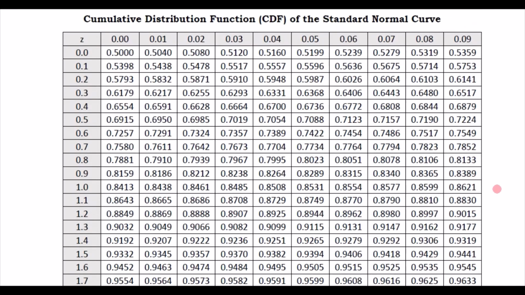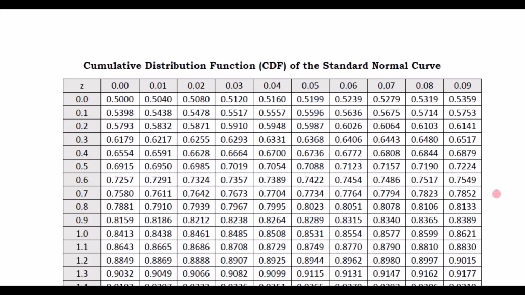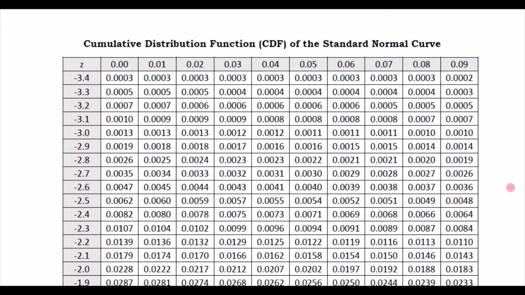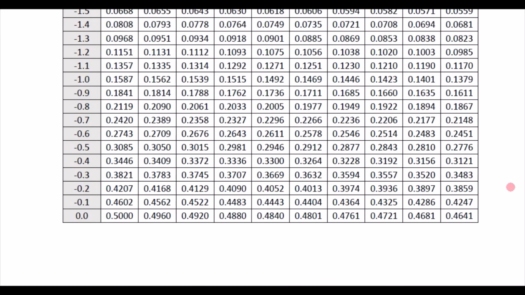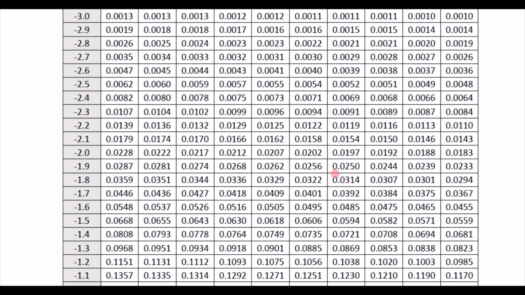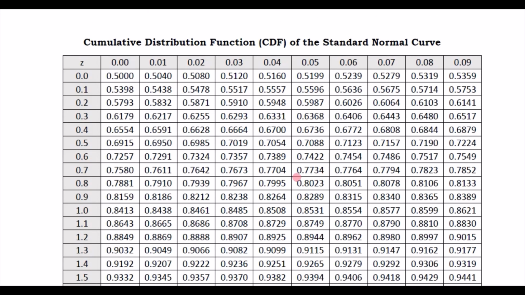Ito naman yung z-table. Okay? Ito yung z-table. Mahaba yan. Ito yung isa pa. Okay? Na z-table. So, ito yung nasa negative side. At ito naman yung nasa positive side or yung nasa right side.